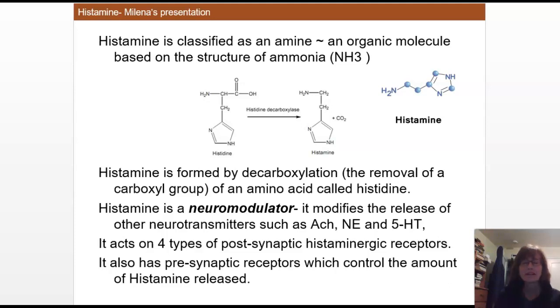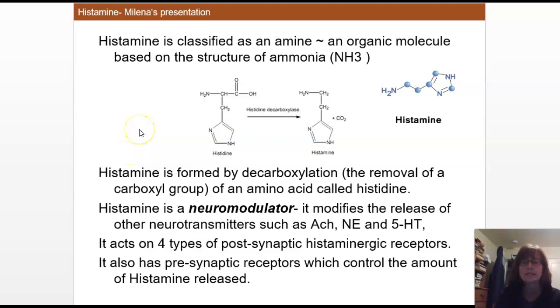Here we are at our final presentations of the different neurotransmitters that you presented. And so now we'll continue with Milena's presentation on histamine. Histamine you've heard of, especially because you've heard of antihistamines.